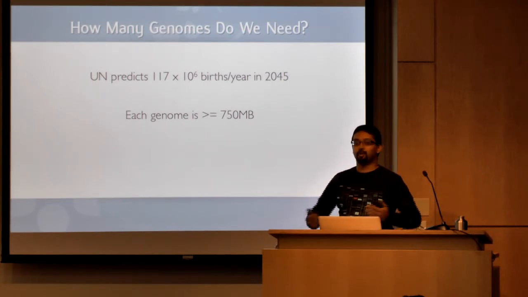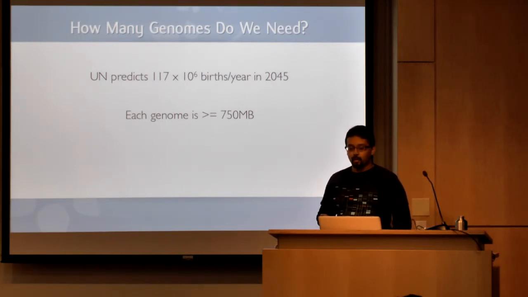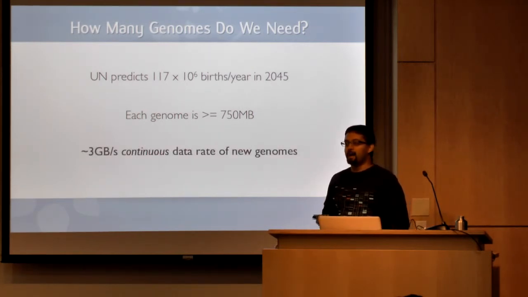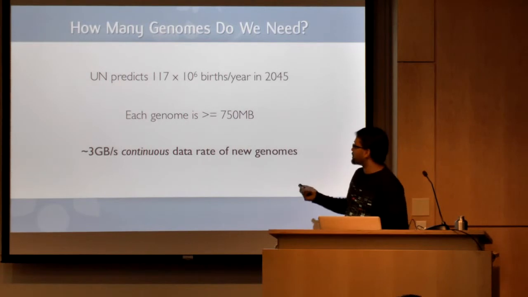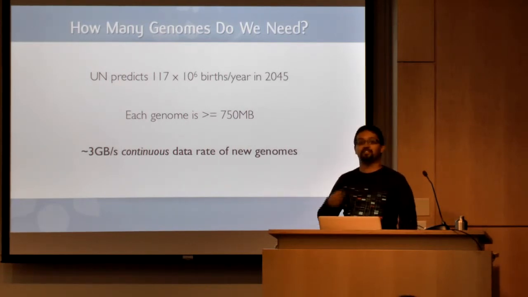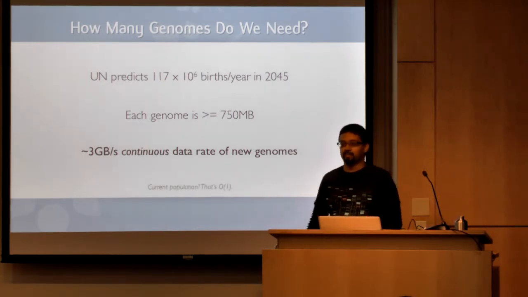You might object, certainly even by 2045, not everybody is going to have their genome sequenced, but I think the two can roughly cancel out. We'll say there's at most a small constant factor. Let's say it's about 750 megs. What that means is that in 30 years, we're going to have roughly 3 gigabytes per second continuous of new genomic data coming in. That's 4 genomes per second of every day. Now, this is only looking at the new population, so just kids who are being born all the time in 2045. You might also ask, well, what about the current population? That's 9 billion people in 2045, 6 to 7 billion now, but in computer science, that's order of 1, so we don't worry about that one.